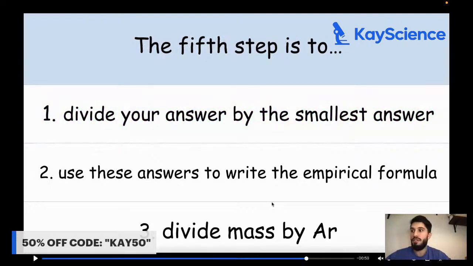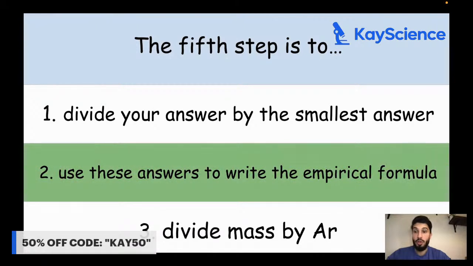The fifth and final step, what do we do? No, sorry, Zig, I only do it online. Apologies. Thank you for asking though. The fifth step is number 2: use these answers to write the empirical formula.